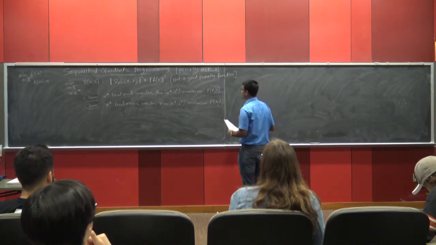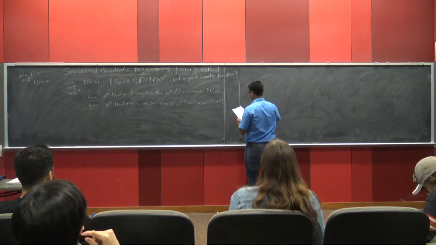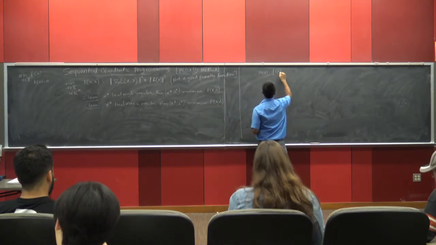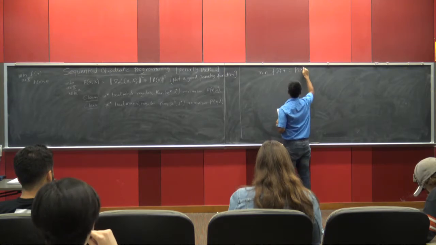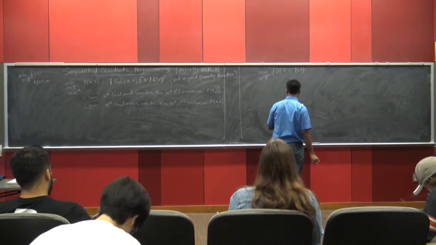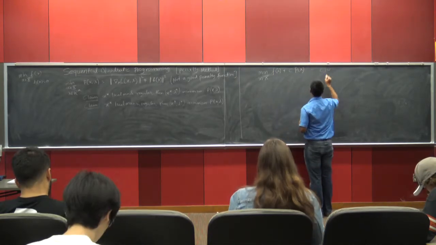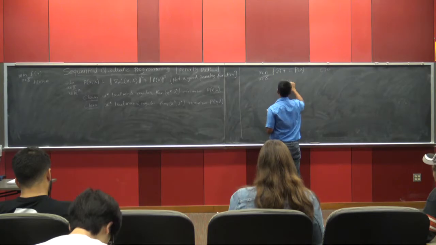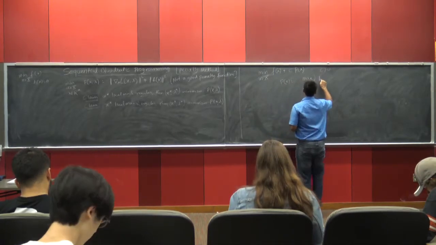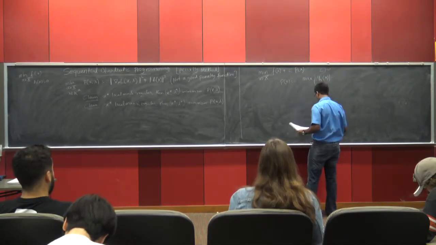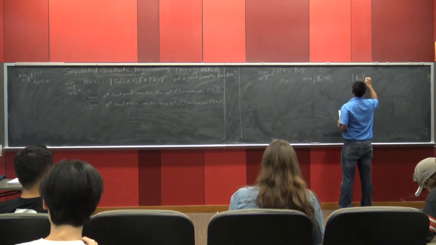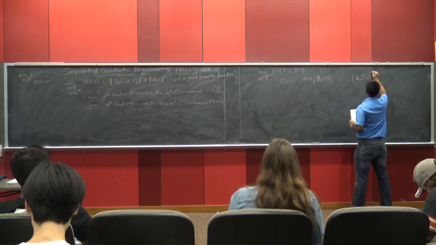So my next approach is to minimize f of x plus c p of x, x in capital X, where c is greater than 0, and p of x is defined as the max of the absolute value of h1 of x, up to the absolute value of hm of x.